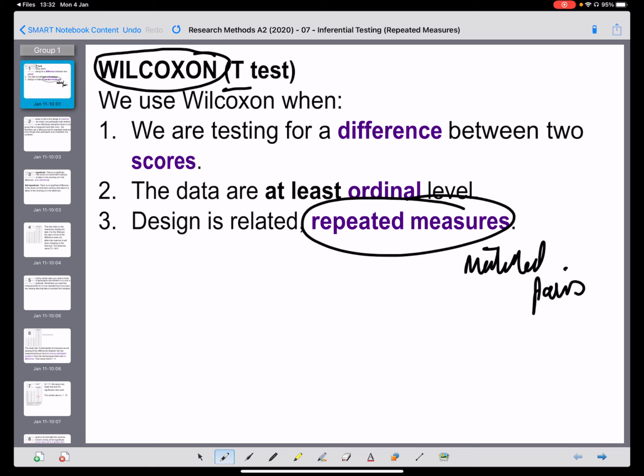If it is repeated measures, we then can say another reason for doing this test, and this is looking at point 1, is that this time there's a difference between scores, because that's the point of repeated measures. We take the same participants and they do score 1 versus score 2. But of course, there's always a level of measurement, and this particular level of measurement, once again, is called at least ordinal, indicating that it's not nominal data and it's not interval data.